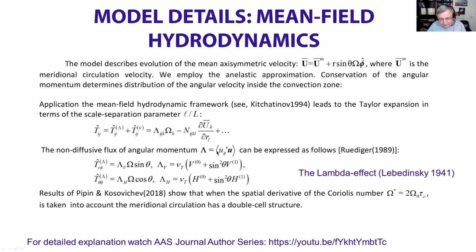So one calculates the correlation of the small-scale fluctuations, and then it can be expressed in terms of the rotation rate. This coefficient that appears, lambda, is called the lambda effect, and it controls the differential rotation. It's called lambda after Lebedinsky, who first developed this theory in 1941.